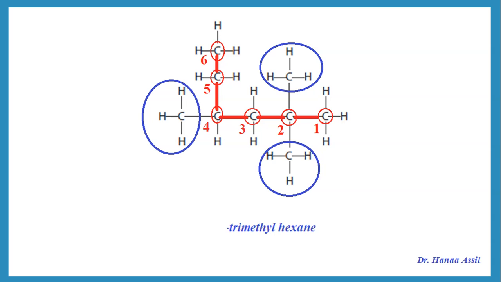and I need to give a number for each methyl group. I have a methyl group on carbon number 2, another one on carbon number 2, and a third one on carbon number 4. Again, we number from the side that gives the lower number.